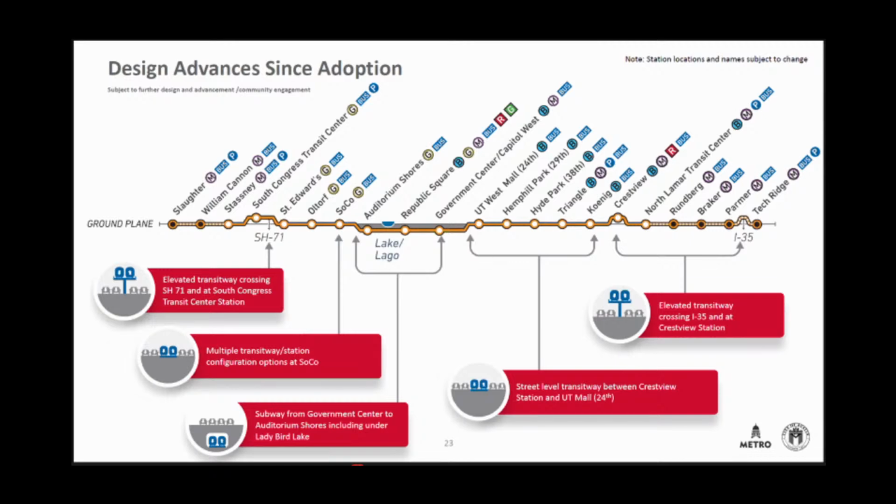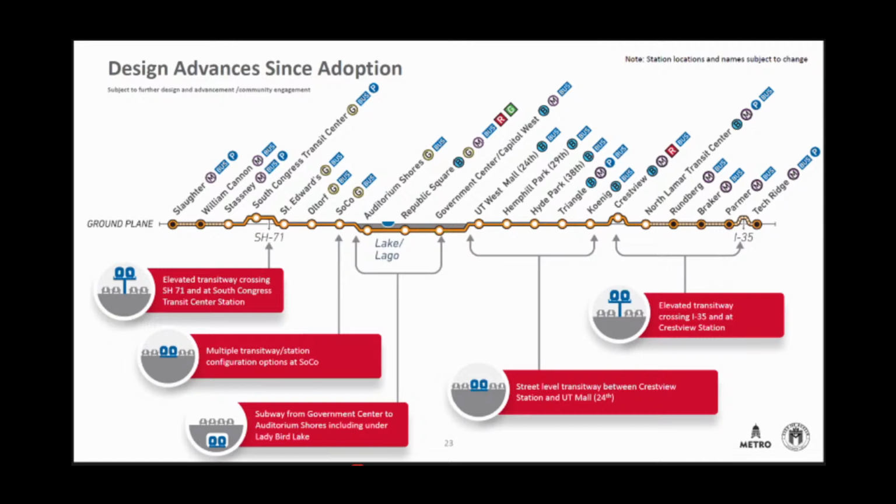We are proposing a street-level transitway between the UT West Mall and Crestview stations. We are now proposing an elevated station at Crestview and an elevated transitway crossing I-35 between Parmer and Tech Ridge. These are both elevated primarily to avoid conflicts with other transportation facilities. In this slide, you'll also notice some icons that we've incorporated throughout the next set of slides. Let me take a moment to walk through what these mean.